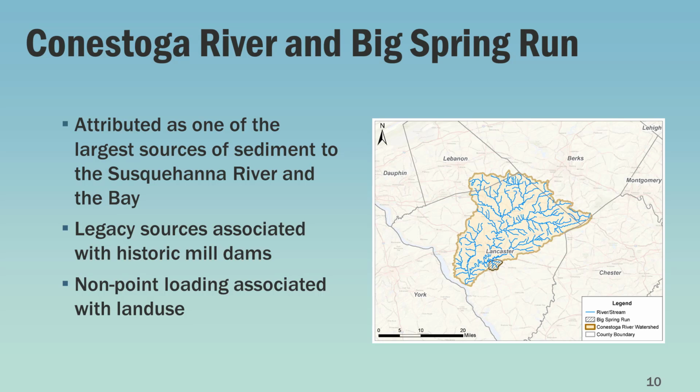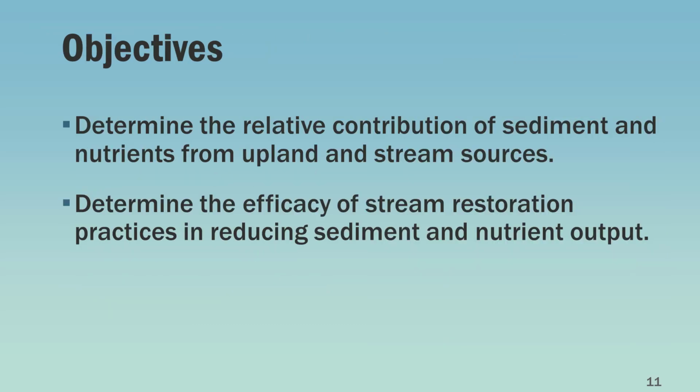watershed. The objective of this project, therefore, was to determine the relative contribution of sediment and nutrients from upland and stream sources, and also to determine the efficacy of stream restoration practices in reducing sediment and nutrient output from this watershed. For this project, we adopted a desktop modeling approach using two widely used watershed models, namely the Soil and Water Assessment Tool, or SWAT, and the Hydrological Simulation Program FORTRAN, or HSPF. Both models are part of the EPA BASINS system, and they have been widely used in watershed studies throughout the U.S. and also outside of the U.S. For today's webinar, we will focus on the sediment modeling aspect of this project.